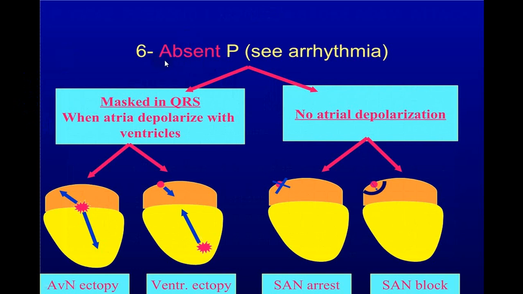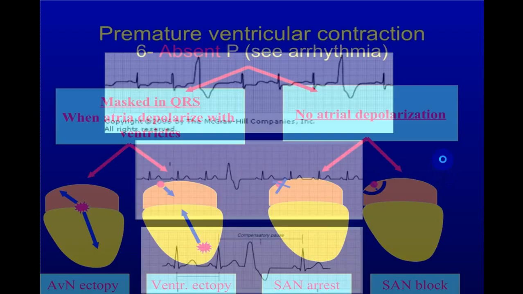Now we'll be talking about some of the arrhythmias where the P wave is absent. The P wave may be masked in the QRS complex, like in AV node ectopy or ventricular ectopy. Sometimes there is no P wave activation, like in a case of sinoatrial block or sinus arrest. Here the sinus node does not generate any impulse, so there is no P wave or QRS complex. Here the sinus node generates the impulse but cannot come out from the sinus node and activate the atrium. So again, PQRST and P wave are absent.